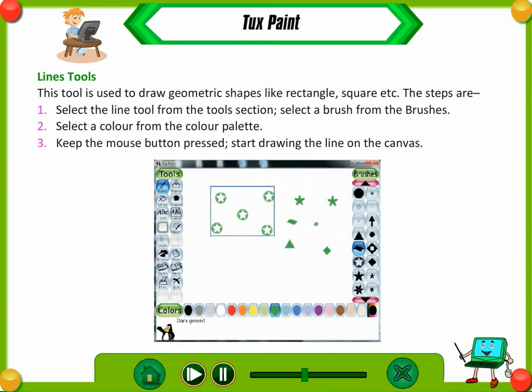Lines tool. This tool is used to draw geometric shapes like rectangle, square, etc. The steps are: select the line tool from the tools section, select a brush from the brushes, select a color from the color palette, keep the mouse button pressed, and start drawing the line on the canvas.